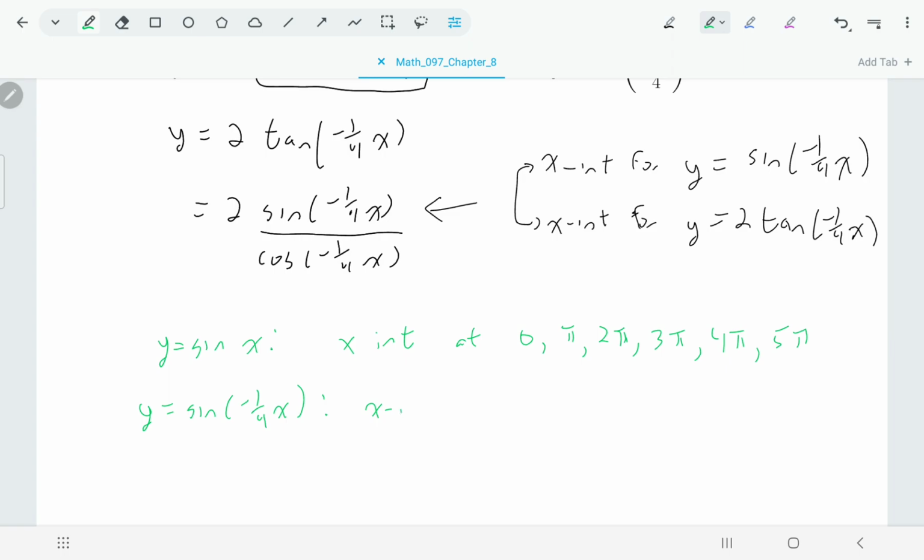So if I wanted to have my x-intercepts for sine of negative a quarter x, I just need to take my original x-intercepts and multiply them all by negative 4. So 0, minus 4 pi, minus 8 pi, minus 12 pi, minus 16 pi, and minus 20 pi. Those are all places where I've got x-intercepts for sine of negative a quarter x, and I had said at the beginning that wherever sine of negative a quarter x has its x-intercepts, so will tangent.